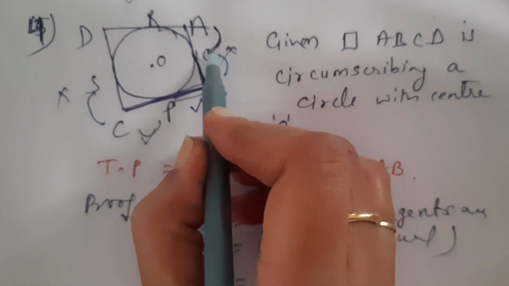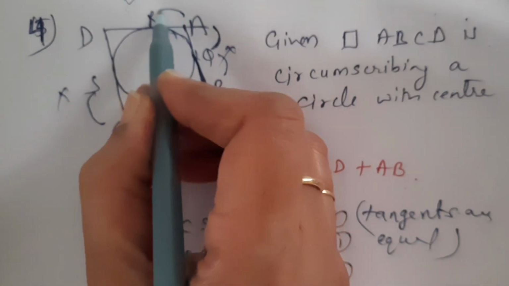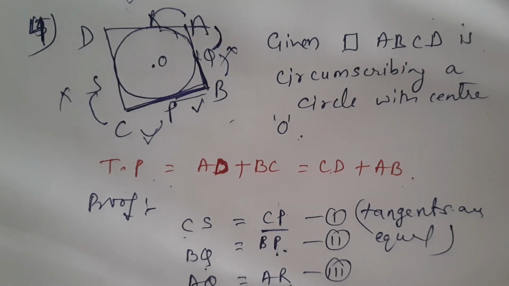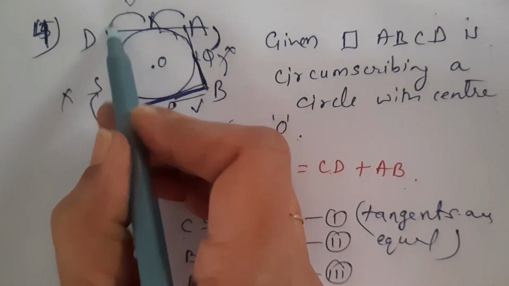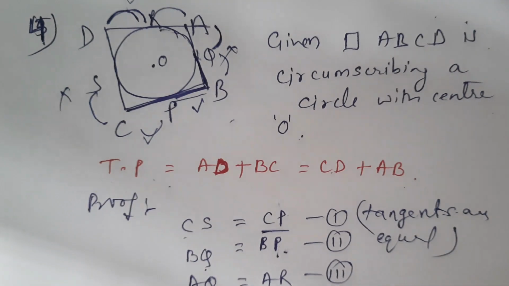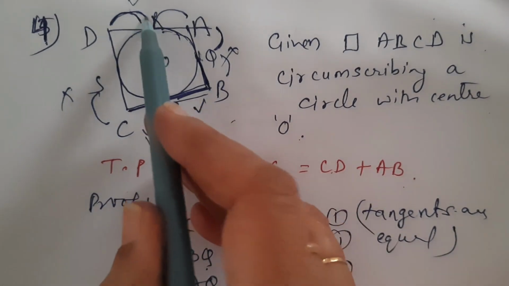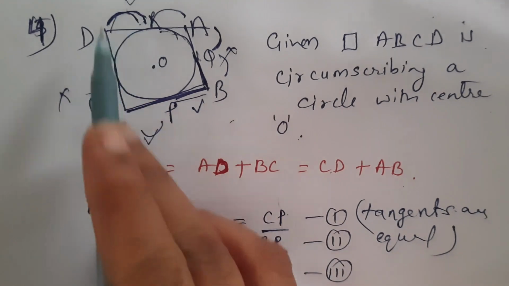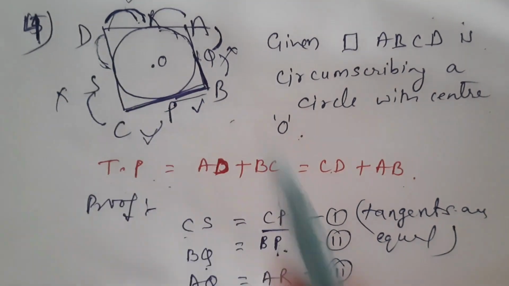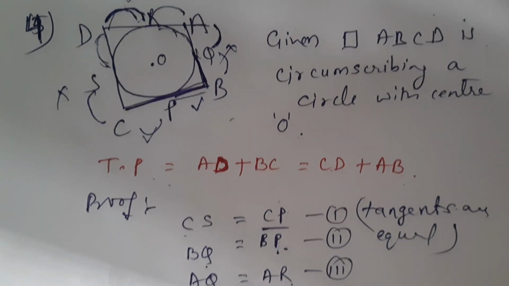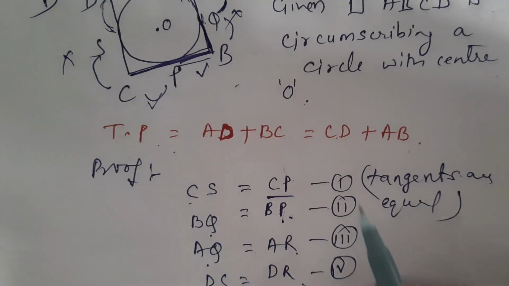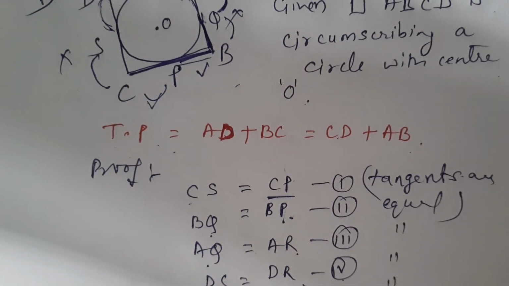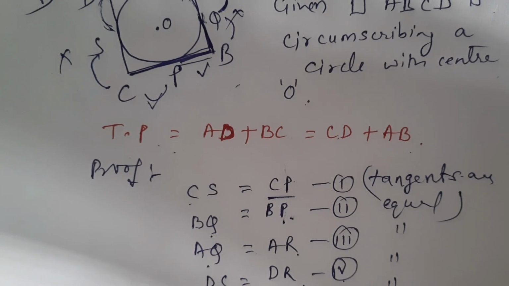If we are taking AQ as one side, the other side will be AR. Now to continue AR, we need DR. So just below AR, the continuation part DR I have taken. So DR is equal to DS. Now the other side, take DS. So we got all the 4 sides. Now add all the 4 equations. For everything we need to write the same statement: tangents are equal from an external point.